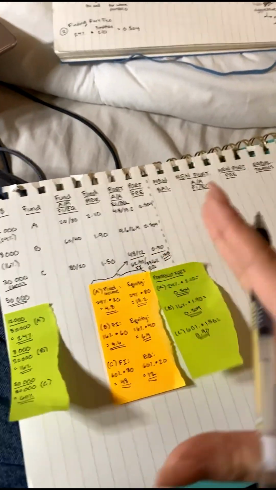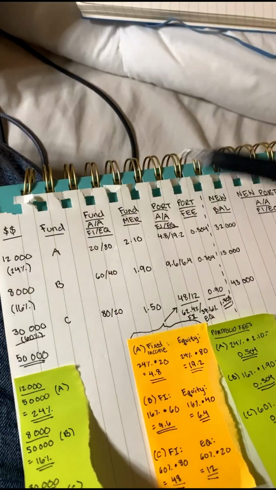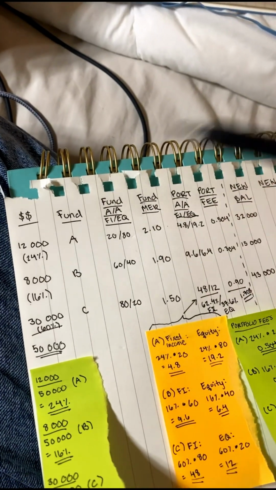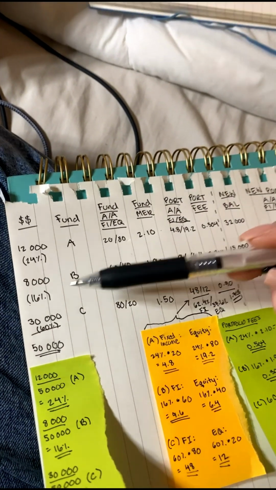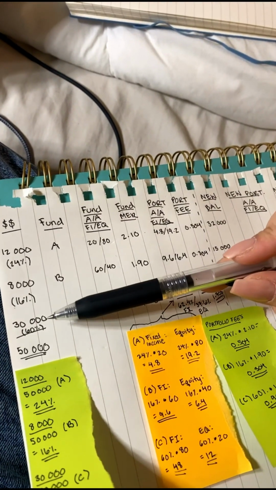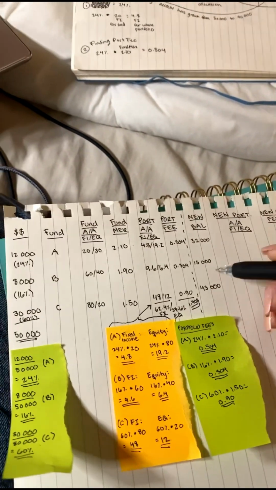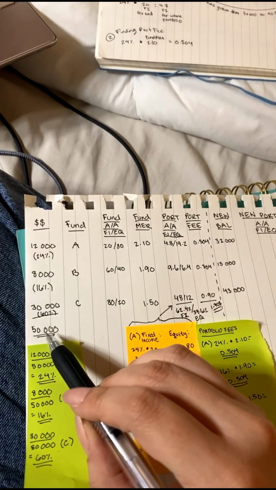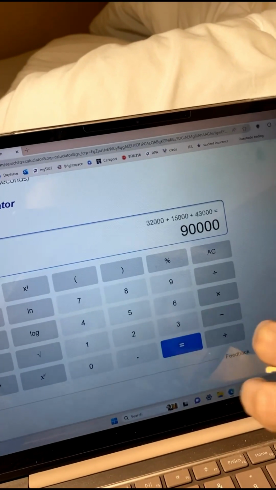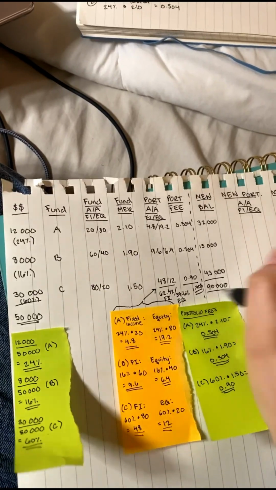So some time goes by, and then we have new balances, and these are given. Fund A grew from 12,000 to 32,000. Fund B grew from 8,000 to 15,000. Fund C grew from 30,000 to 43,000. So you do the same thing. Remember, the first step is to total them all, like here. So when we add them up, we get 90,000.